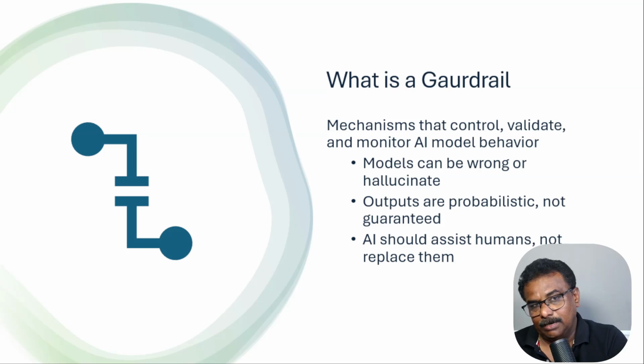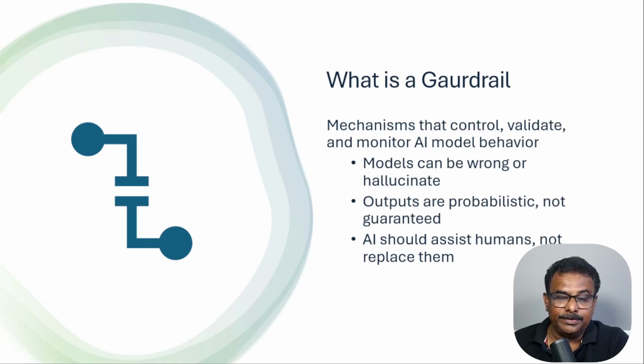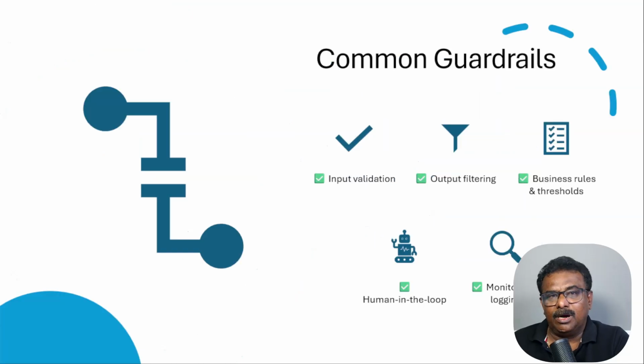So, what is a guardrail? We spoke about it a while ago. Guardrails are the mechanisms that control, validate, and monitor an AI model's behavior. The model can be wrong, may assume something, and the output has a probability. It may not be 100% accurate. It may be accurate, but we cannot guarantee it. The AI should always assist the human and should not replace the human being. We will be talking about guardrails practically later in this course.